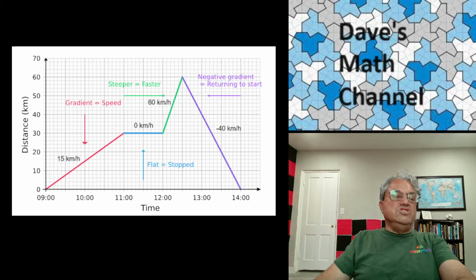So that's how you get average speeds, and there's a couple things you should notice. The speed is just the slope of each of these line segments, but there's something else interesting about this curve.